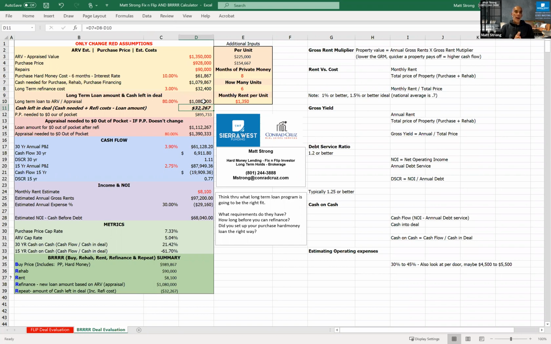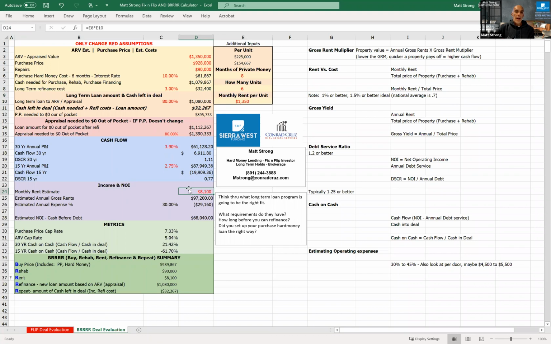Okay, so how do I figure out my long-term loan amount? This is where we've got to go back up and estimate the ARV of what this asset's going to be worth after it's rehabbed and rented at market rates. In this case, I'm estimating a value of 1.35 million. And how I'm doing that is I'm basing it off of what I think rents are going to be after I rehab it, which in this case is $1,350 a month, and then what the cap rate is going to be at the time. So when I come down here to the income and NOI, this is where I've tried to estimate this.